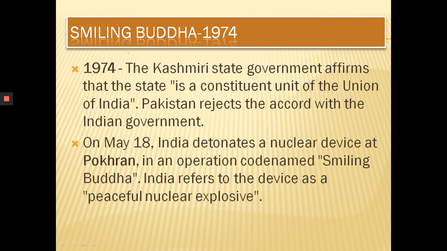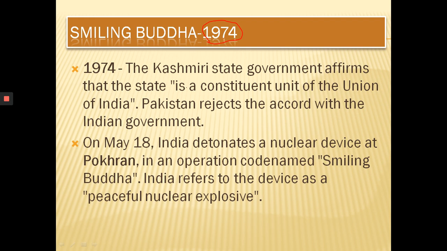And you know that in 1974, India had its first detonation of a nuclear device. And why is this mentioned in between? Because just see the year, isn't it? So we just can't jump into the Kargil war. Smiling Buddha was the secret name given by India to their nuclear test. And the reason was very obvious.